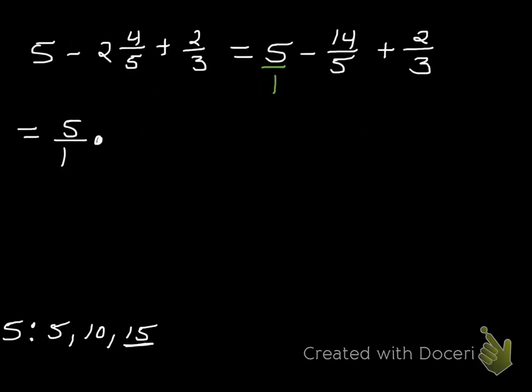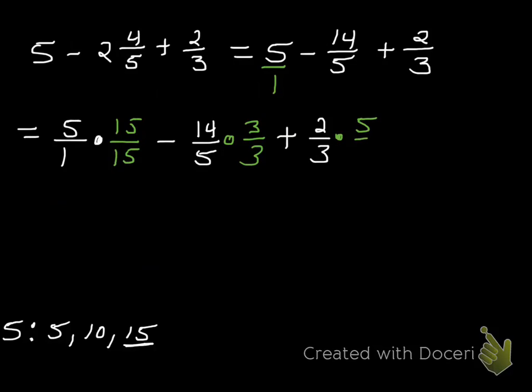So if I'm going to do the 5 over 1, how do I change a 1 into a 15 with multiplication? I have to multiply it by 15. So we're going to multiply the numerator and the denominator, the top and the bottom, by 15. Okay, minus, and then we have the 14/5, and to change the 5 into a 15 with multiplication, we need to multiply by 3 over 3. And finally, the 2/3. We need to multiply it by 5. 3 times 5 is 15, so 5 over 5.